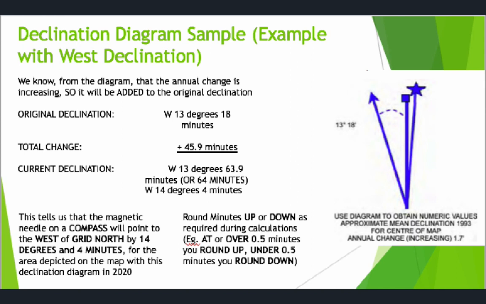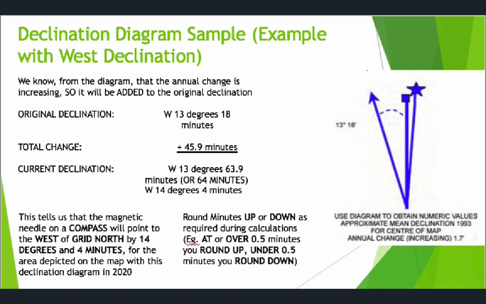However, we first need to look at our minute side. Since our minutes are above 60, we would subtract 60 from the minutes, leaving us with 4 minutes. Those minutes would then be converted into 1 degree, which we will add to our degrees. This will give us our final current declination, which is west 14 degrees and 4 minutes. This tells us that the magnetic needle on a compass will point to the west of grid north by 14 degrees and 4 minutes for the area depicted on the map with this declination diagram in 2020.